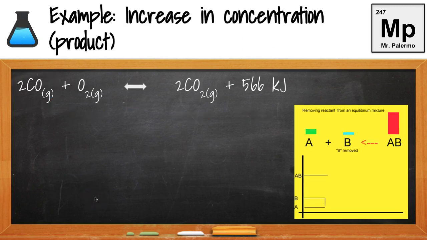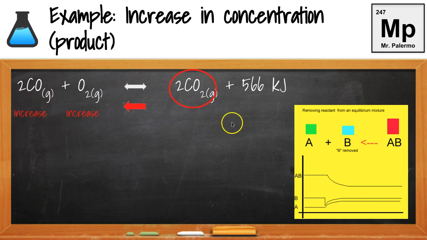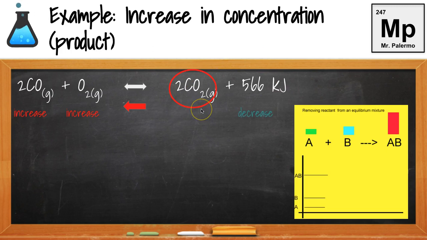So now we're going to increase the concentration on the other side, on the product side. So we're going to increase the amount of CO2. So if I add to this side, equilibrium is going to shift away to the other side. And in doing so, everything on this reactant side is going to increase, and everything on the product side is going to go down and decrease.